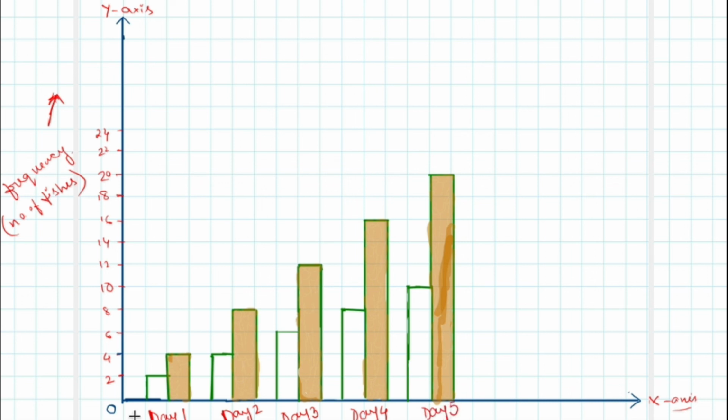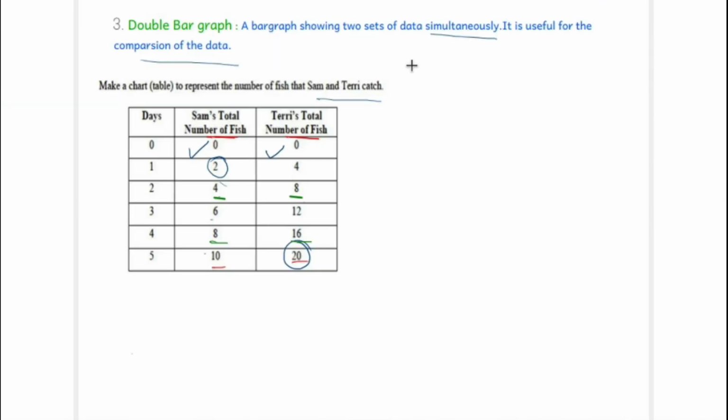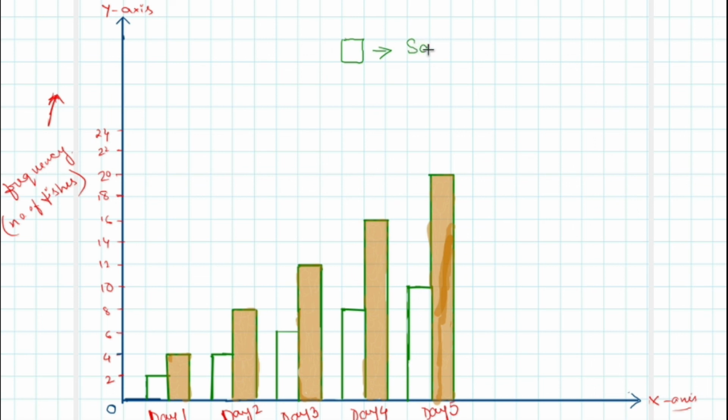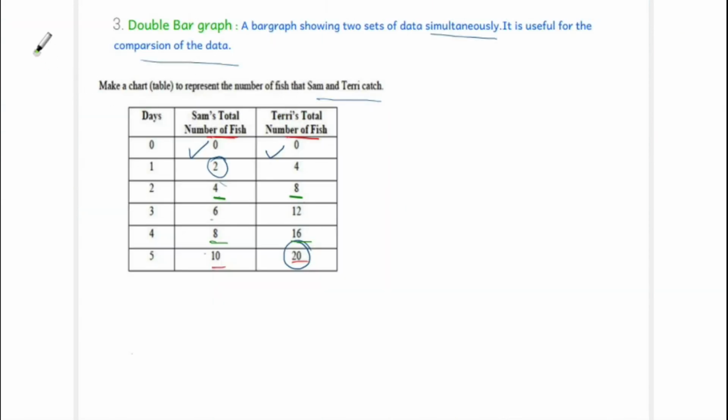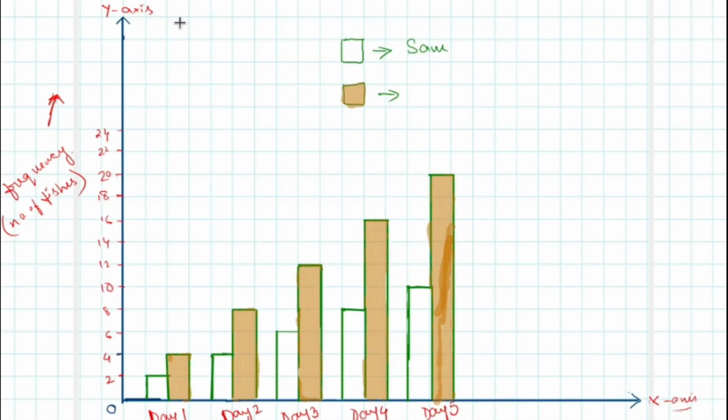Okay, now see, we have got our data. Now here we have to mention which box is representing whom. The simple box is representing Sam. And the highlighted box, this highlighted box is representing Terry. Okay, now see, the data is now completely clear to us, who has got how many fish in various days.